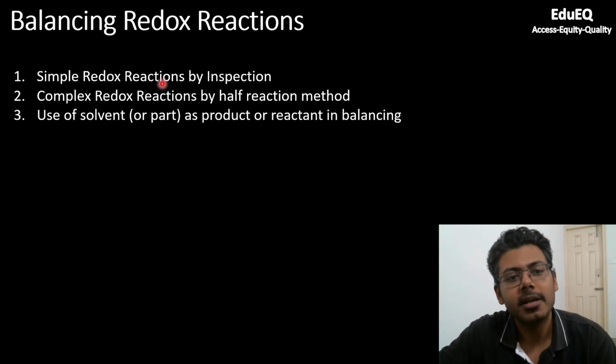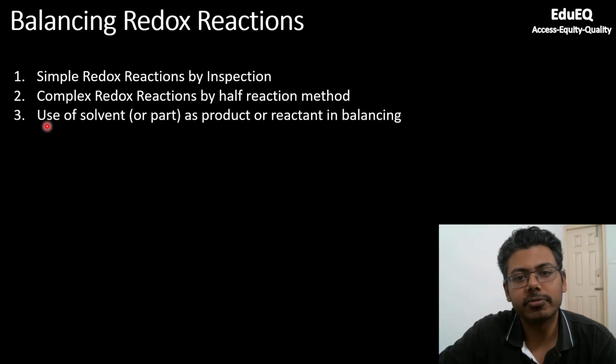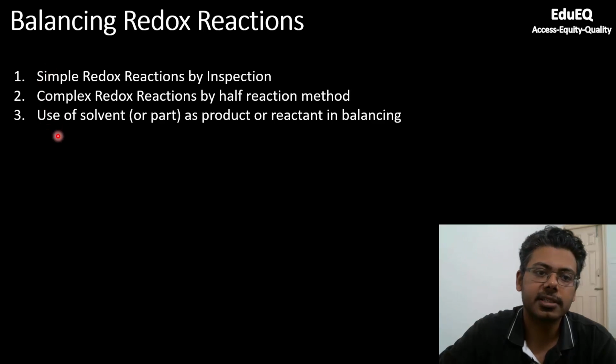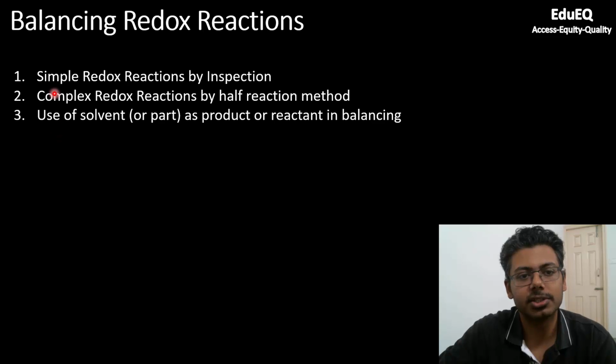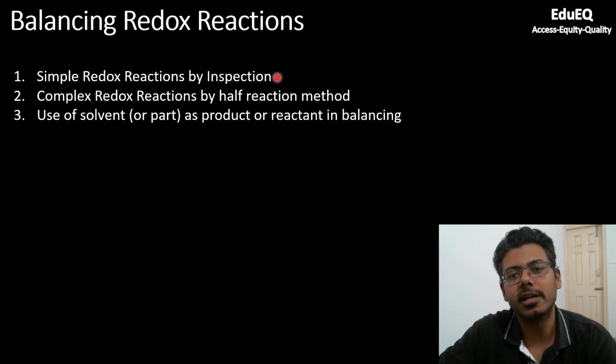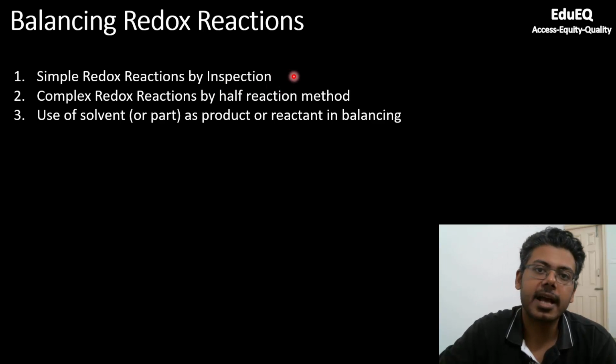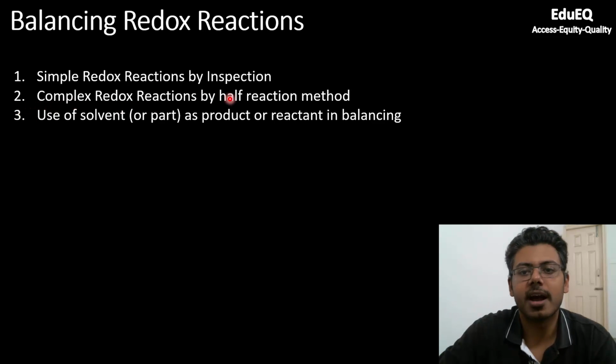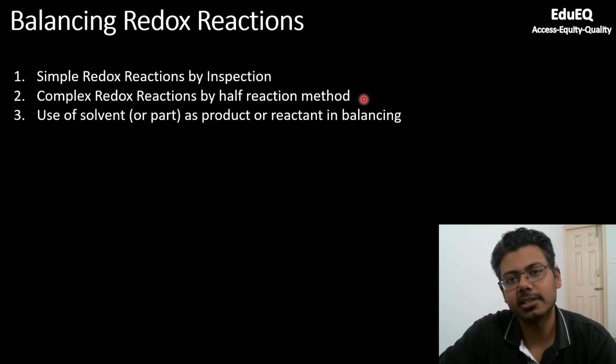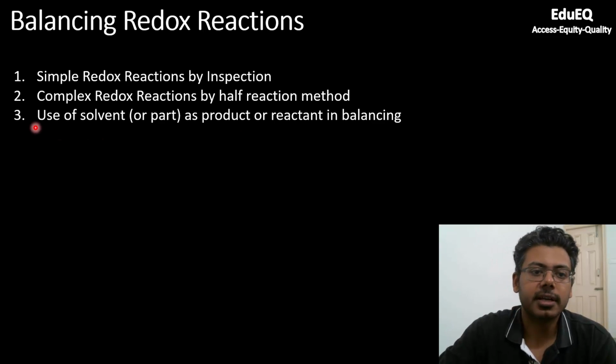Let's get started. There are three types of methods or three types of reactions which we will focus on in this lecture. The first will be simple redox reactions, which you can balance simply by inspection. This you have already done in the chemical reactions and equations chapter. Second will be complex redox reactions by the half reaction method. We will try to split the reaction into oxidation and reduction, and then we try to balance it out. Third will be use of solvent or a part of solvent as a product or reactant in balancing.